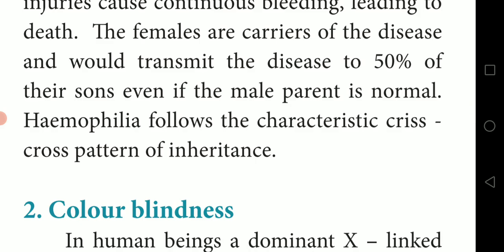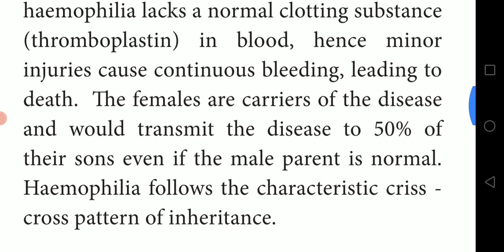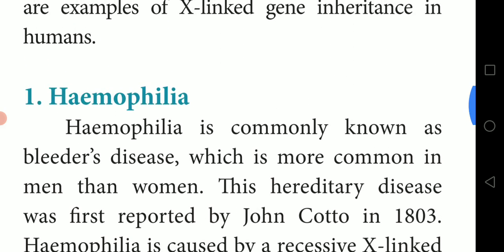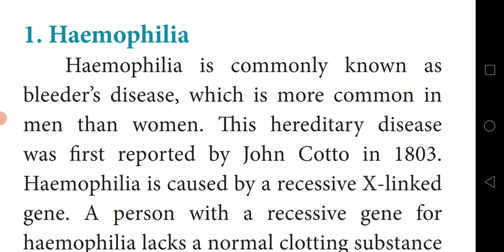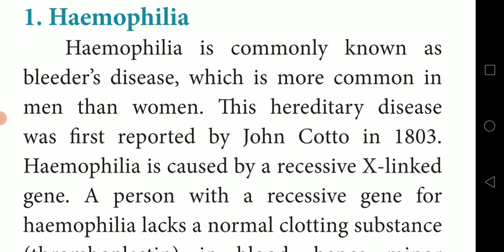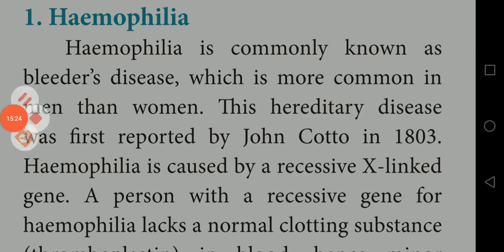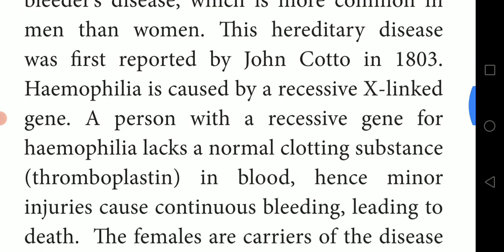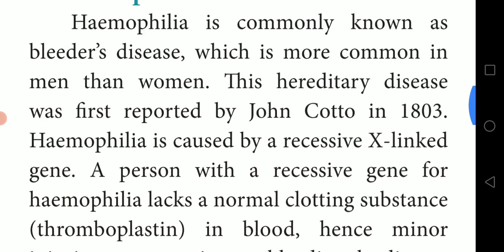Hemophilia follows the characteristic crisscross pattern of inheritance. What do you mean by crisscross? From female to male, from mother to son. That is the crisscross pattern of inheritance. The recessive X-linked gene is the causative agent of hemophilia. It will be present in the female, that is the mother, and through the mother it will be transmitted to the next generation, to the son, even if the father is normal.